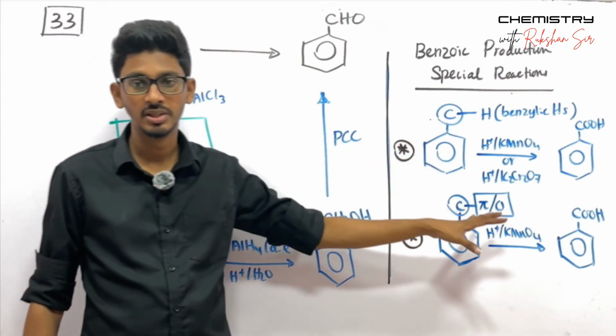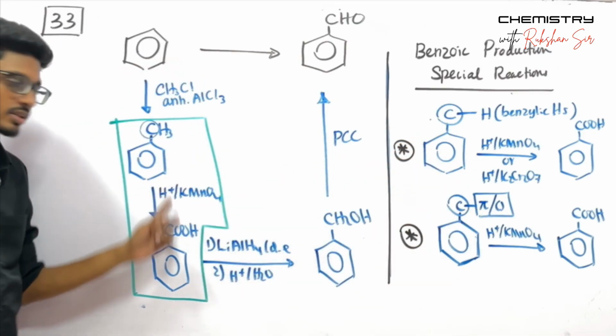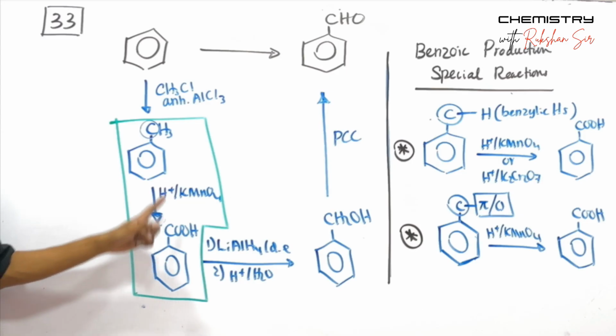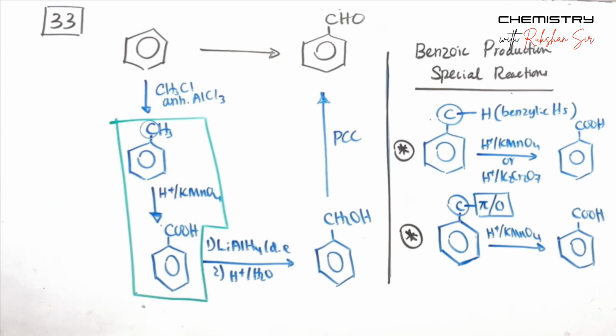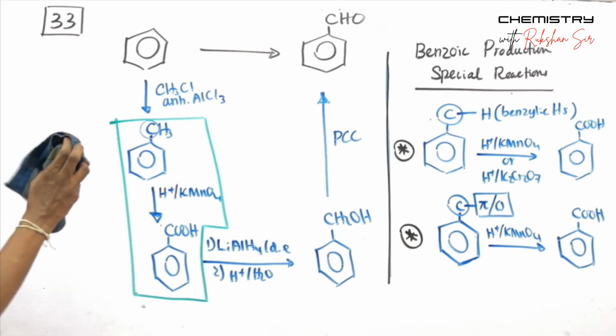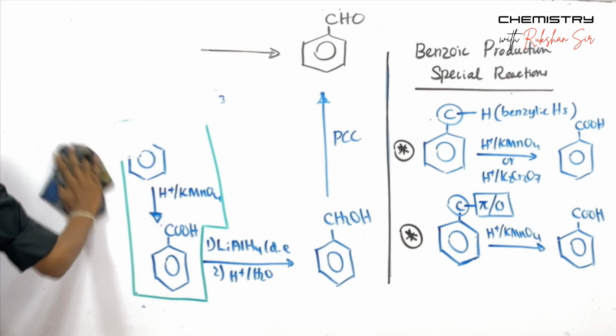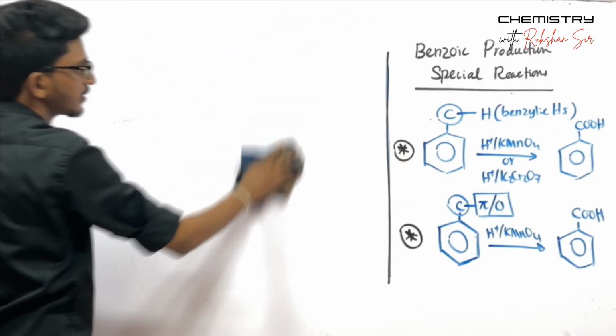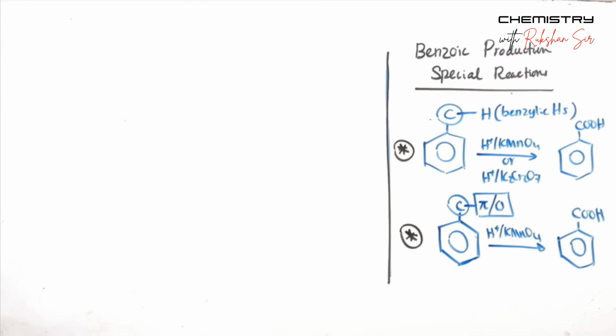මේක dichromate දාන්න පුළුවන්, එක benzylic hydrogen තියෙනවා. Right. අපි ඊළඟ case එකට යමු.